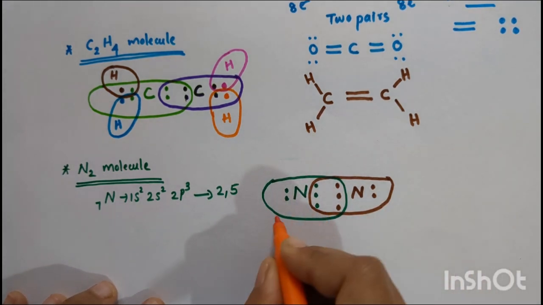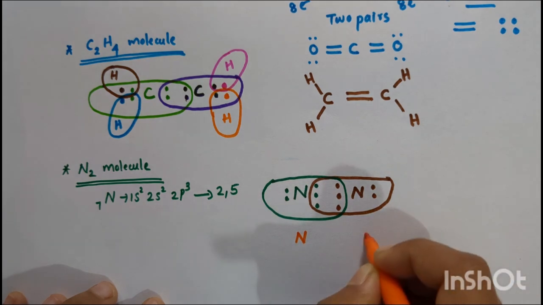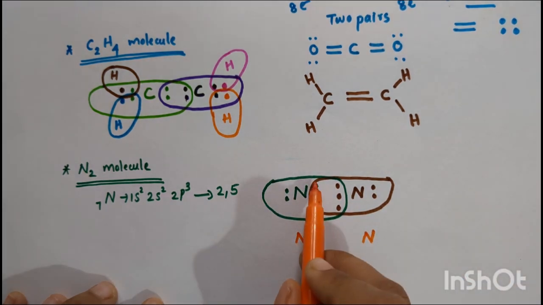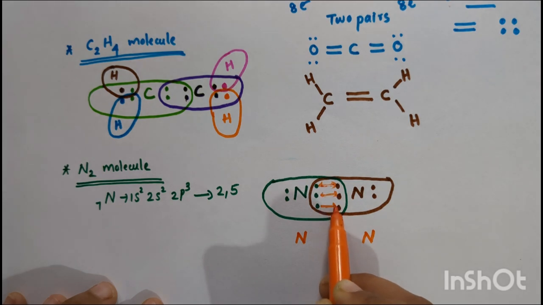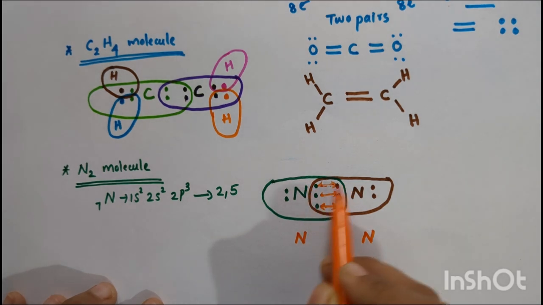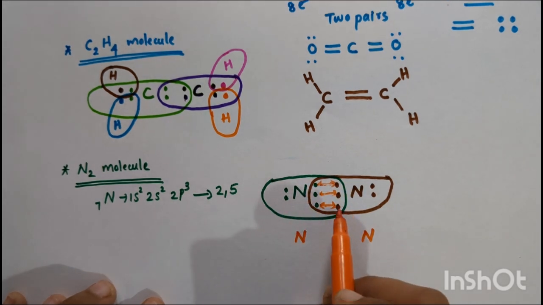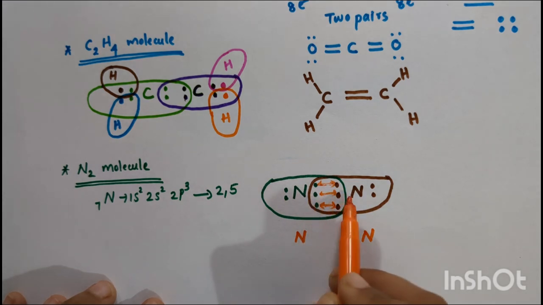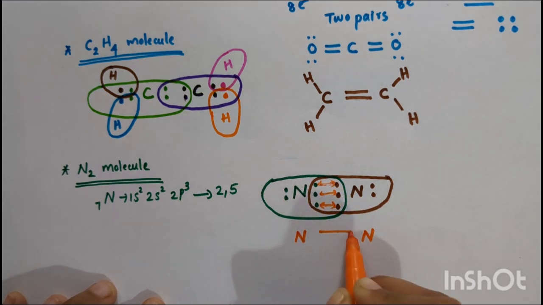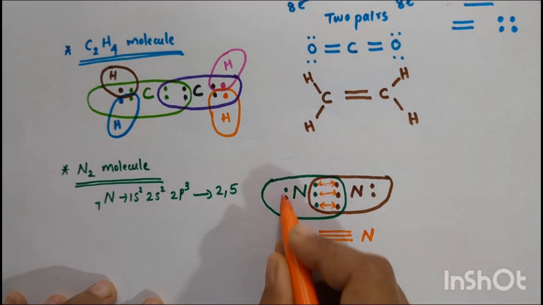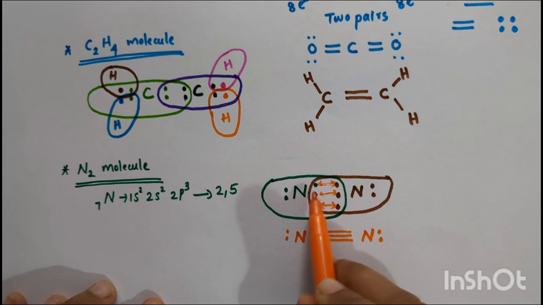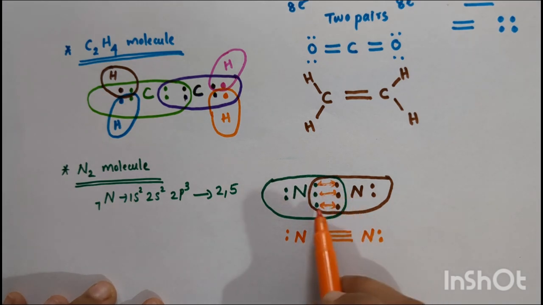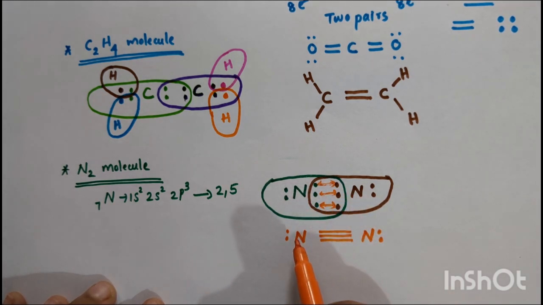So you see, here we have one nitrogen atom, here we have one nitrogen atom. 3 pairs of electrons, or 6 electrons, are shared, since 1 pair means 2. So 3 pairs of electrons are shared between the 2 nitrogen atoms, so it is a triple bond.